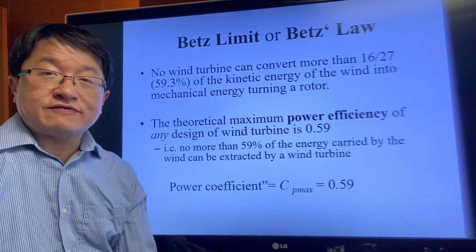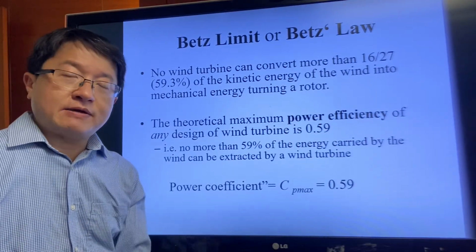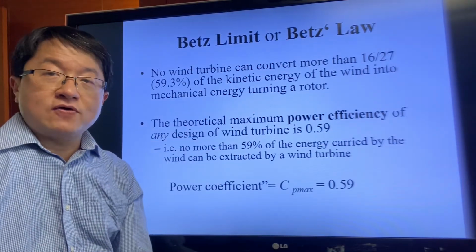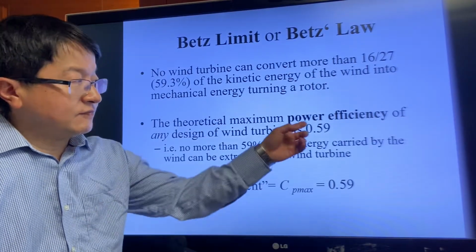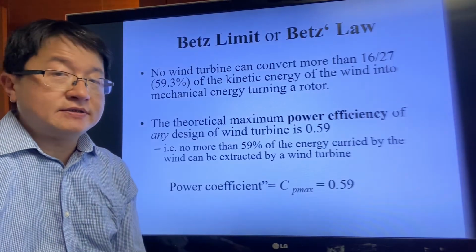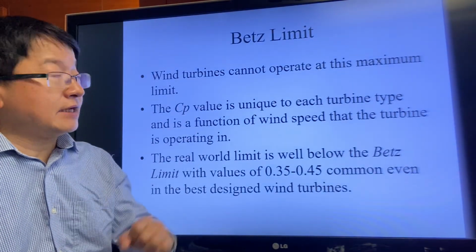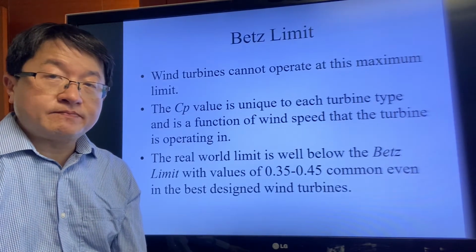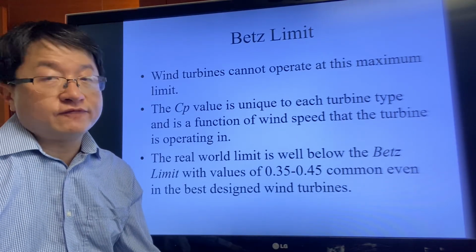However, there's a factor that affects the efficiency of the wind turbine, and this is the power efficiency. Usually we are talking about 40 or 50%, and according to Betz's law, it is not possible for this power efficiency to exceed 59%. So this is the maximum power efficiency that can be achieved. In practice, the wind turbine cannot operate at this maximum limit, and in general, the power efficiency of an ordinary wind turbine is about 35 to 45%.